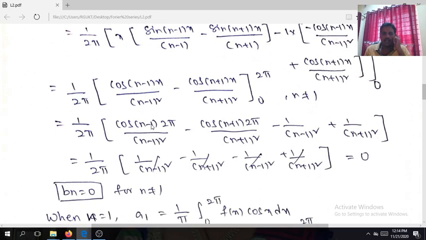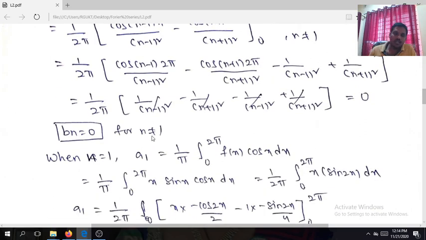Cos of n minus 1 into 2 pi, cos is 1. Here this is also 1. So 1 divided by n minus 1 whole square, minus 1 divided by n plus 1 whole square, minus 1 divided by n minus 1 whole square plus 1 divided by n plus 1 whole square. These terms get cancelled. We have bn equal to 0. This is for n not equal to 1. But when n equals 1, here an and bn we have written for n not equal to 1.